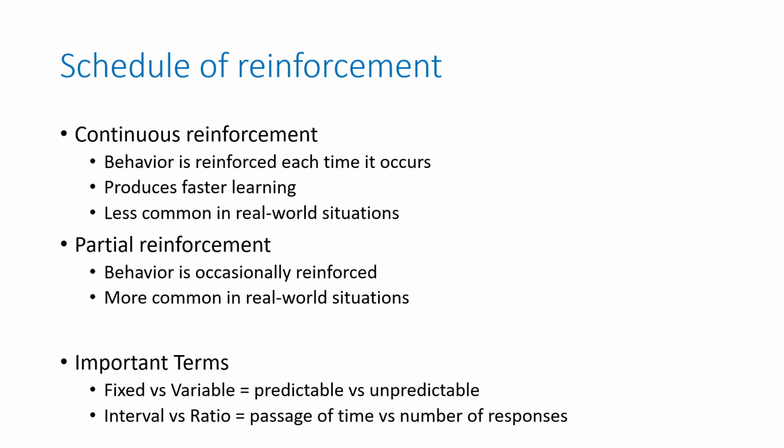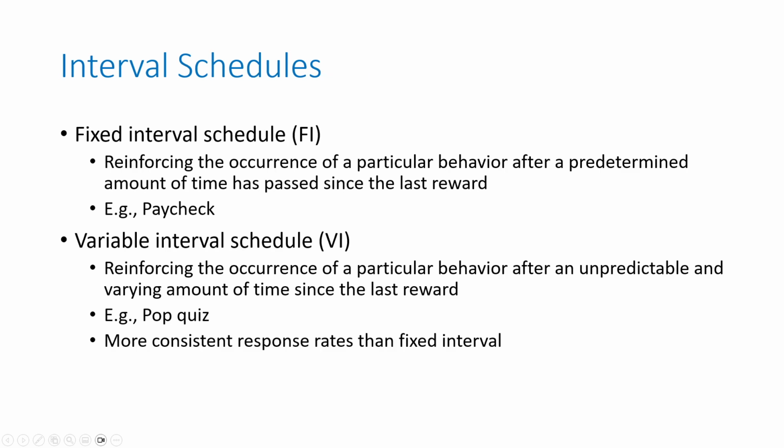Another term to pay attention to is the idea of fixed versus variable. So a fixed schedule is one that is predictable, and a variable schedule is one that is unpredictable. Also, another set of terms that we're going to use is interval versus ratio. Interval means that there's some type of passage of time, whereas ratio means that there's a certain number of responses that is needed. So let me show you how that can make sense.